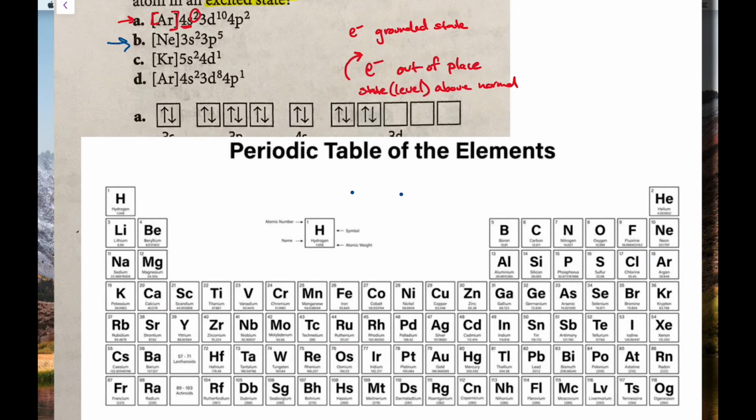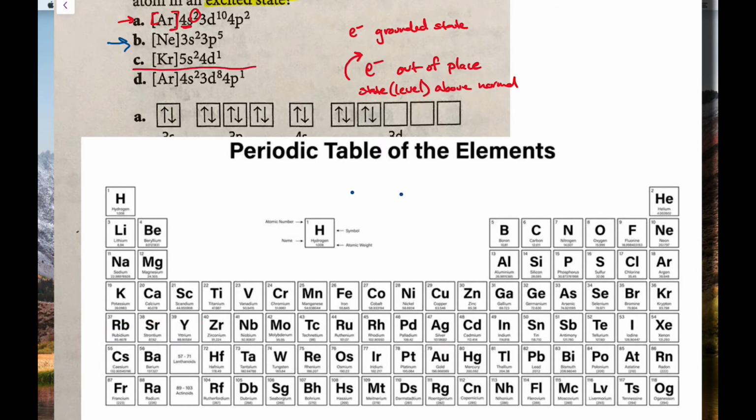I'm not finding anything abnormal. Remember, I'm looking for things that are out of place. So I go to Krypton, and then Krypton I have 5s2, and then I have 4d1. That seems to be okay too. Let's go to the next one. Okay, one of these has to be out of place, right?